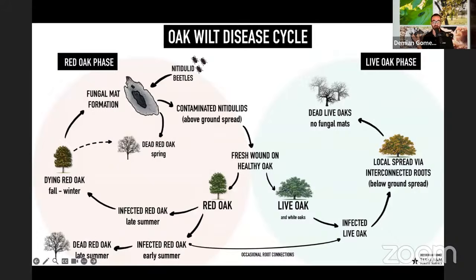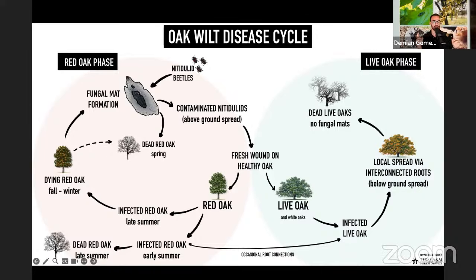So there's a lot of information in this slide, but I wanted to share what the oak wilt disease cycle looks like. If we think about places like the northeastern United States, where we don't really have live oaks, we're basically only going to have what we call the red oak phase, right? But here in Texas, things are a little bit more complicated.